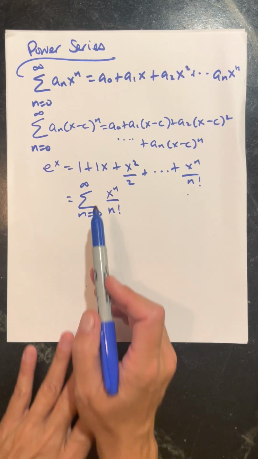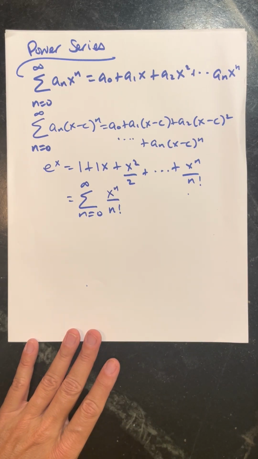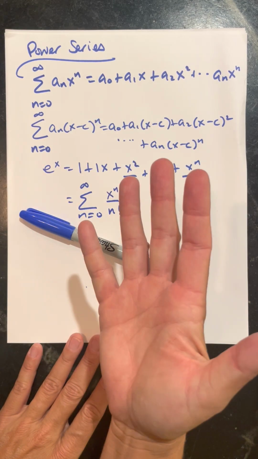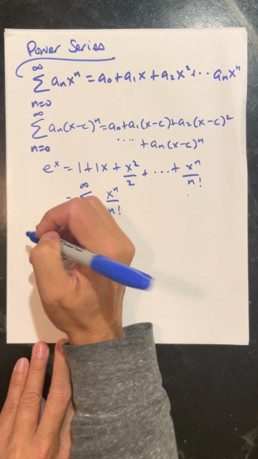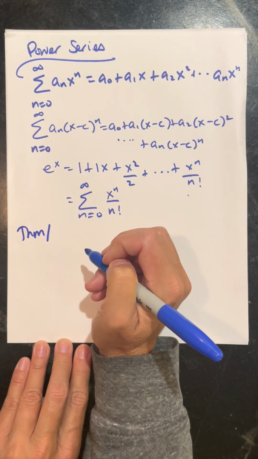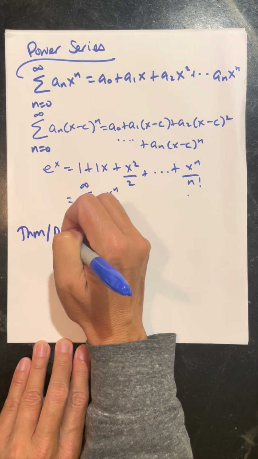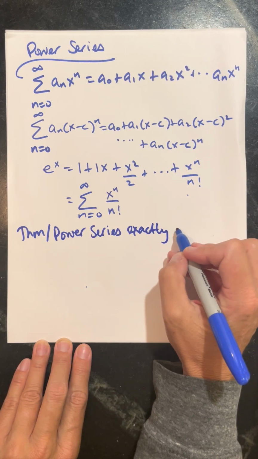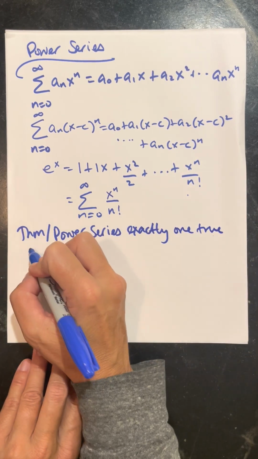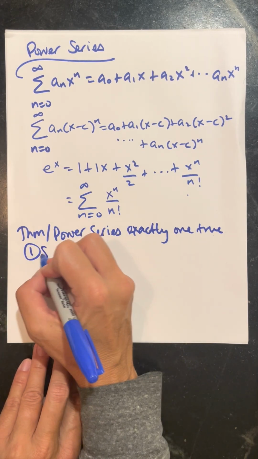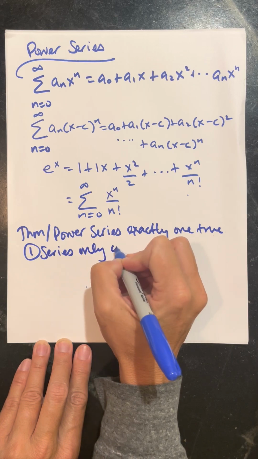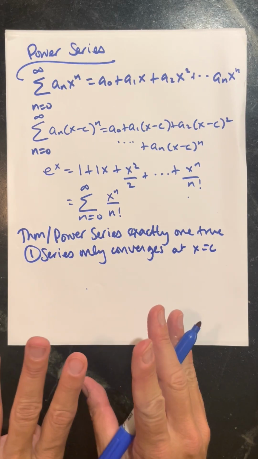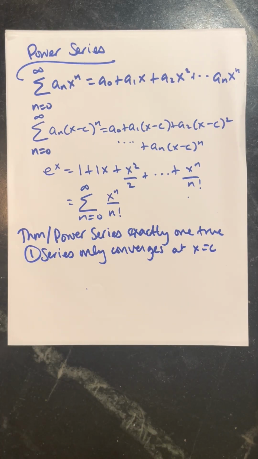So every power series converges at its center because we construct it so that the power series is exactly the same value at the center. But what's happening around the center? Whenever I have a power series, exactly one of these is true. Scenario 1, the series only converges at its center. Meaning that if you move even a little bit away from c, the series diverges.